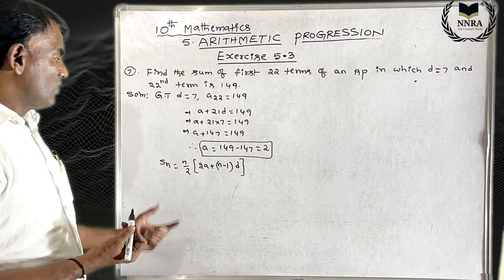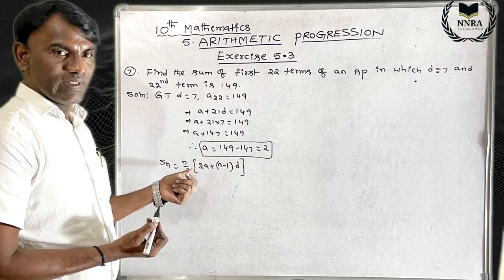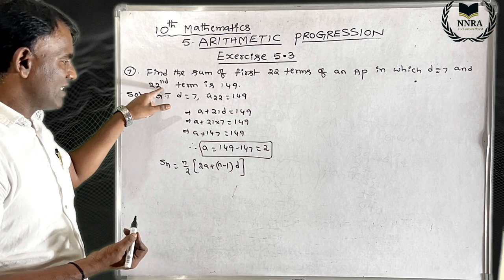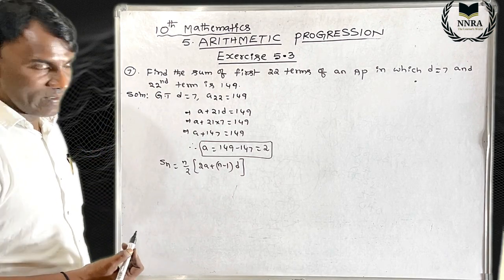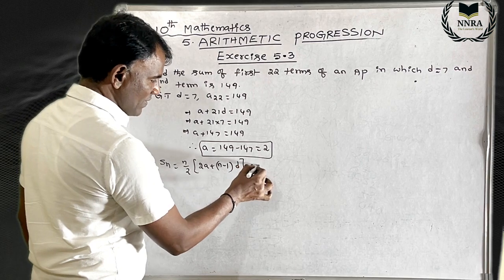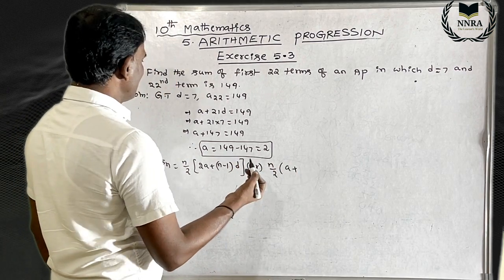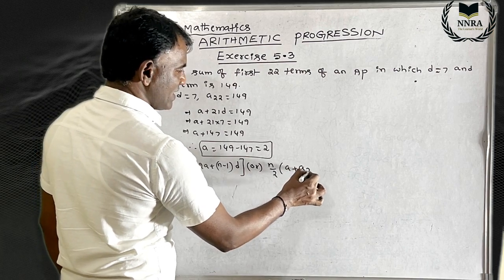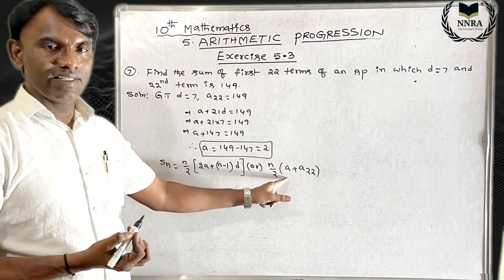Otherwise, one more formula is there. Now what is that? n by 2 into a plus L. What is the value of L here? Last term, the 22nd term. If you want, you can use that formula also, no problem. Either this formula, n by 2 into a plus L, which means A22. So write here A22. But comparatively this is the easiest formula.